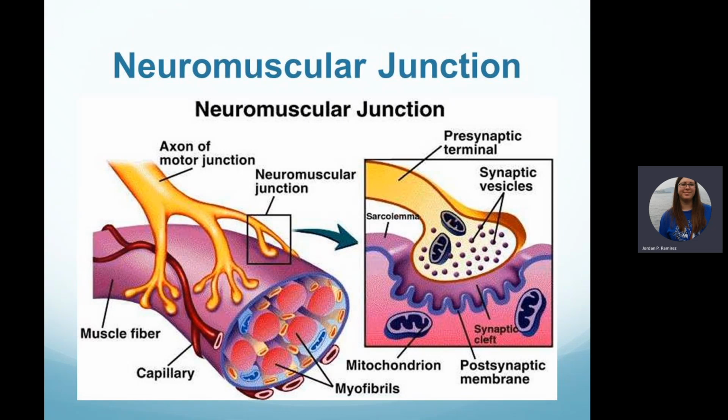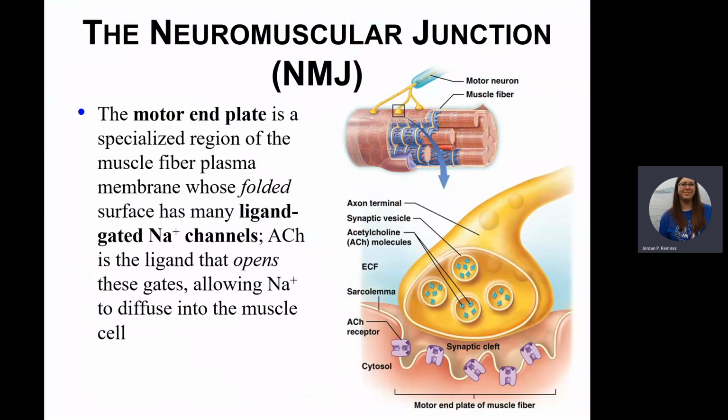Okay, so the motor end plate is a specialized region of the muscle fiber's plasma membrane. This is our neuron here, this is our muscle, and this is your motor end plate. This is a specific part of the plasma membrane of your muscle. It has a really folded surface, and on that surface you have lots and lots of ligand-gated sodium channels. So again, what's a ligand-gated channel? Basically, a certain kind of chemical binds and opens the channel. And these are, in particular, sodium channels.